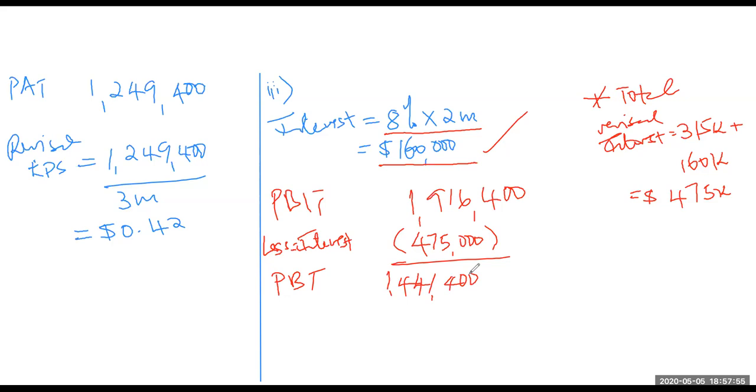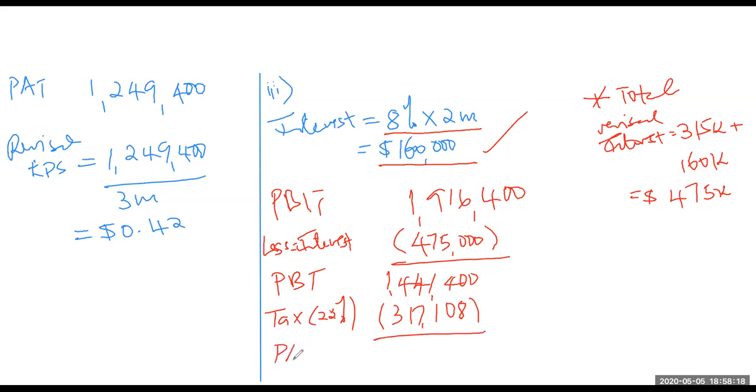So you get 1,441,400. Then you pay tax at a rate of 30%, is it? 22%, sorry. Okay. How much tax do you pay there? 317,108. So that's the tax we are paying.